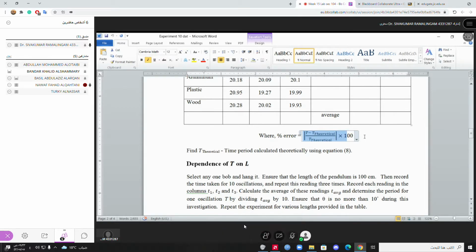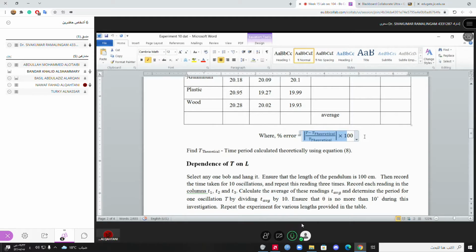Yes, what is your question? You ask me the question. Now the time is not enough, so ask your specific questions. Doctor, what is the unit for the slope? Second square per centimeter. Then you can change it to second square per meter.